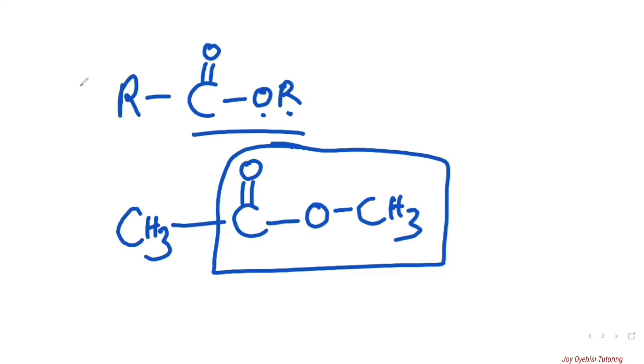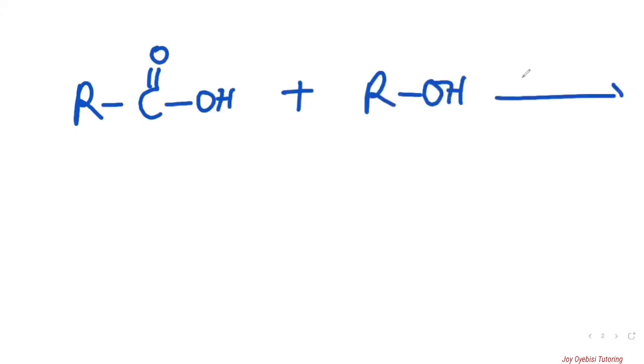Now, how are these esters formed? Esters are formed between the reaction of a carboxylic acid and an alcohol. So when these two react in the presence of an acid catalyst, it forms an ester. And this reaction is known as the Fischer esterification reaction.